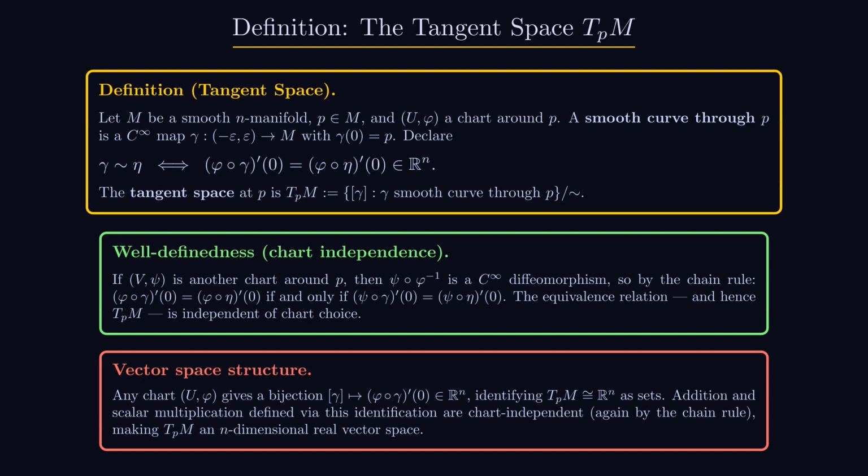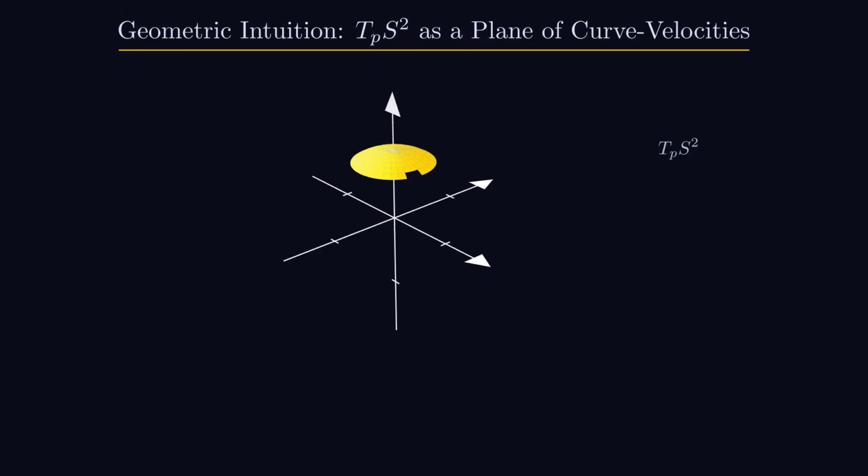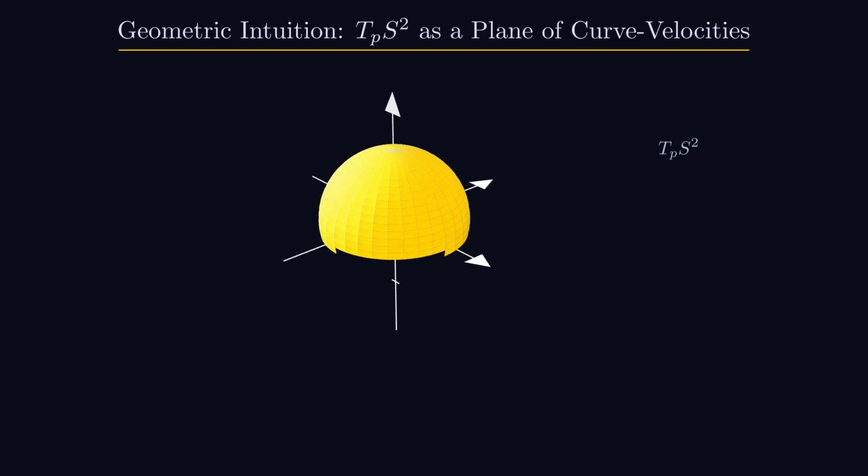This is a bijection onto Rn, and addition and scalar multiplication defined through it are chart independent by the same chain rule argument. So the tangent space at P is an n-dimensional real vector space. The definition is most transparent on S2. Here is the sphere in R3, and we fix the point P, the red dot. The tangent space of the sphere at P is the flat plane tangent to the sphere at P, shown in blue. Every tangent vector at P is a vector in this plane.